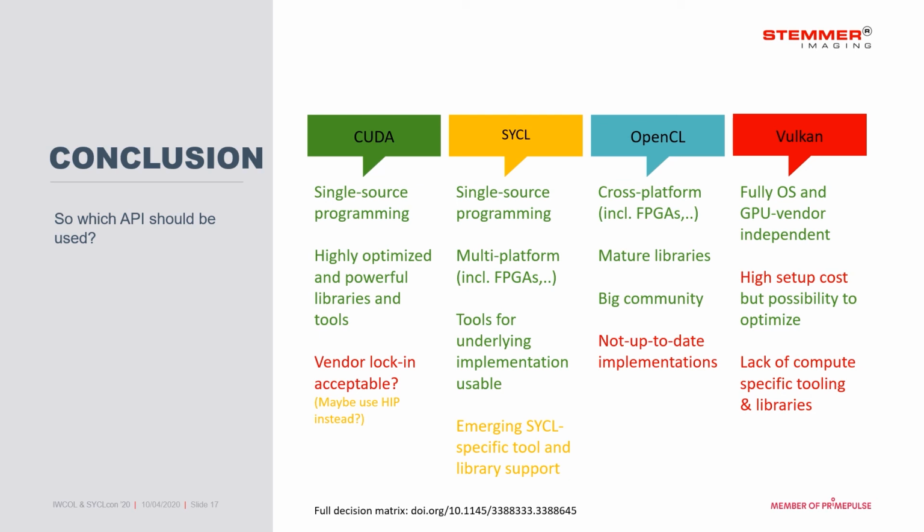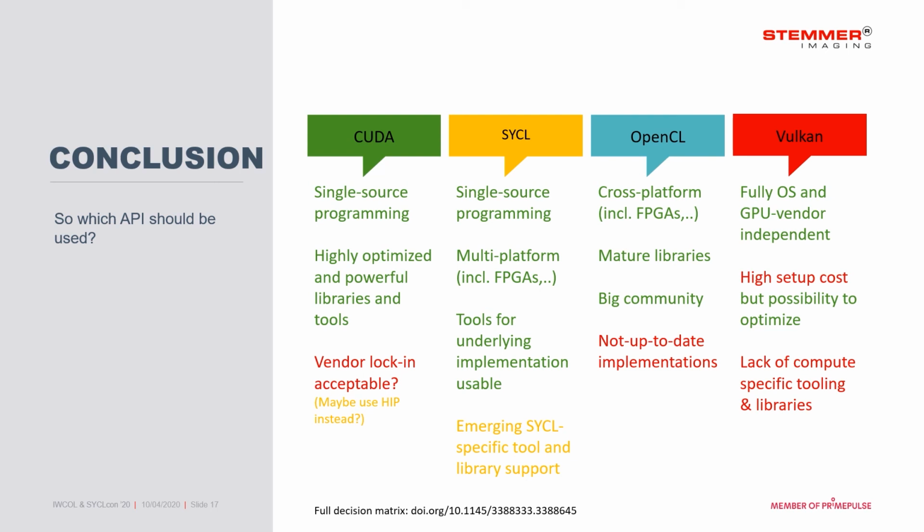With SYCL, as I said, the single source programming model makes it very attractive. You can target multiple platforms, including specialized processors, FPGAs, and much more. And you can use existing tools and libraries from the underlying implementation or backend, however you want to call it. One drawback I see in SYCL is that the tool chain and libraries that are specific for SYCL are not yet as mature as those for CUDA or OpenCL. So that still needs some work.